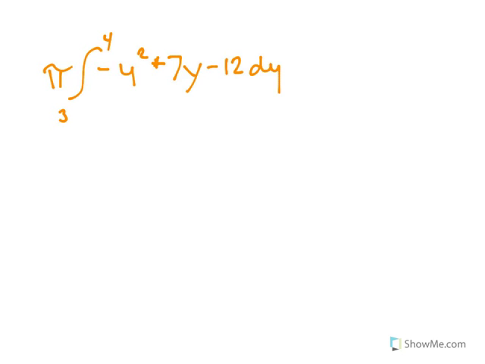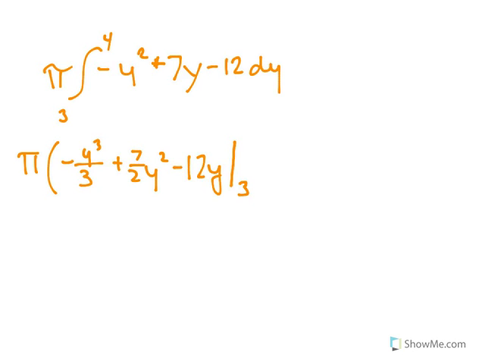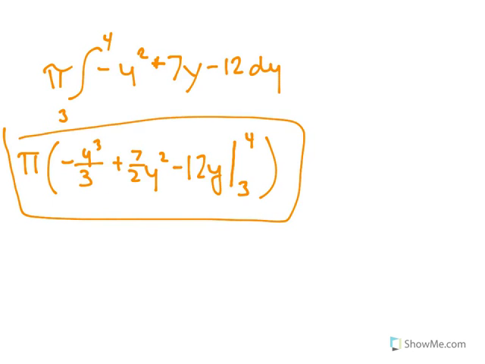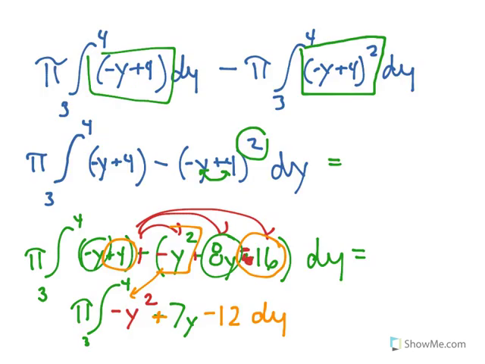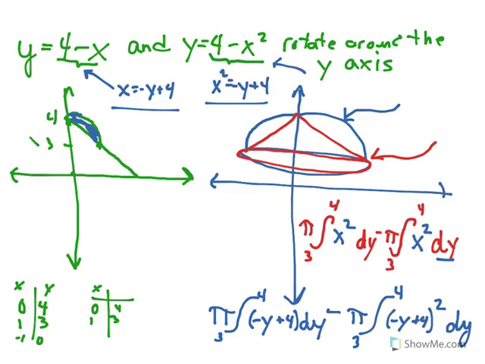And this is something I can very straightforwardly integrate. So it becomes negative y to the third over 3 plus 7 over 2 y squared minus 12y. Integrate that from 3 to 4. It's not a common number of things they're going to give you, but this will give me the same answer as the calculator gave me. The big key on this problem was making sure I went in the y direction.